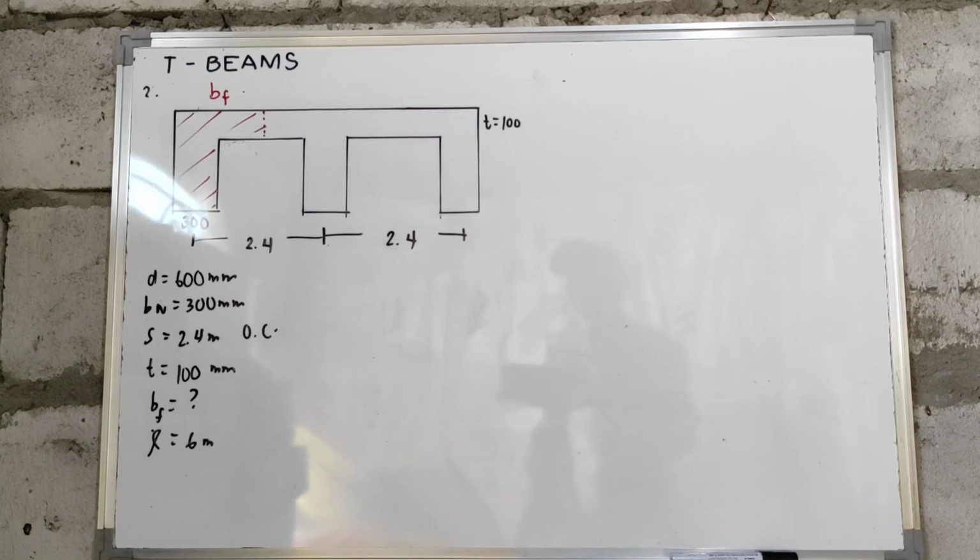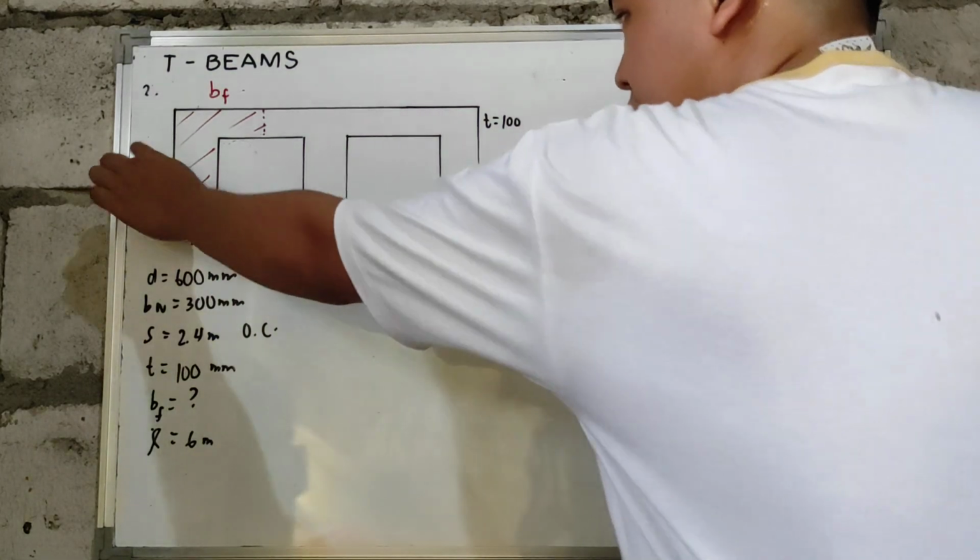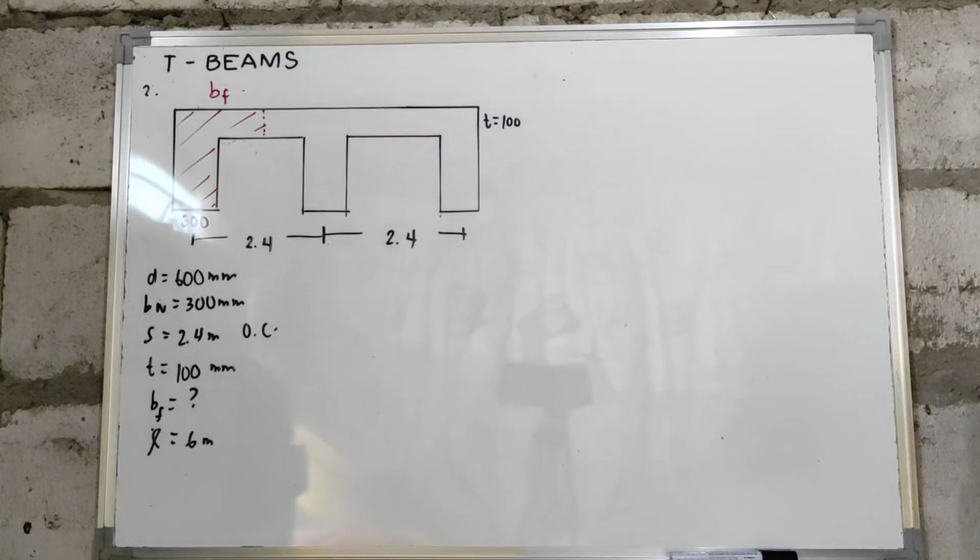So let us now discuss problem number 2. Kanina, we found the width of the flange for our interior beam. Right now, we are going to find the value of the width of the flange on the exterior beam. So let's consider problem number 2.